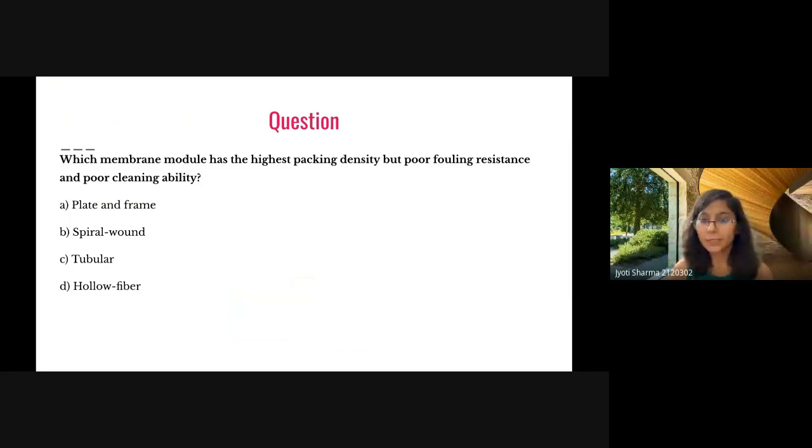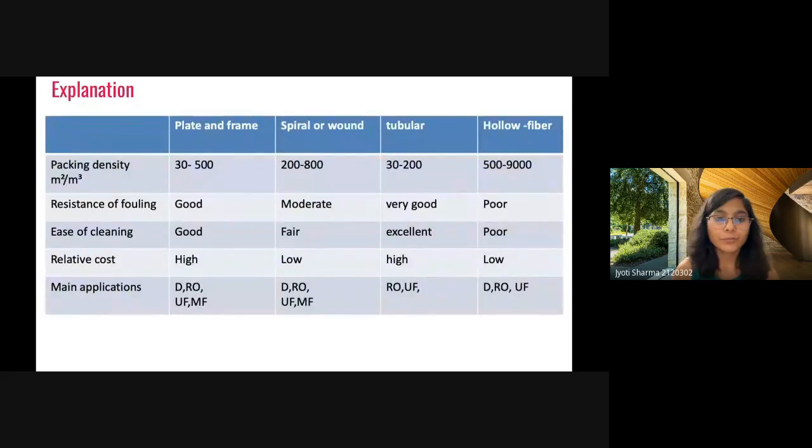Venkateshwara gave me a B answer. Okay. But it is hollow fiber. Let me show you this one.